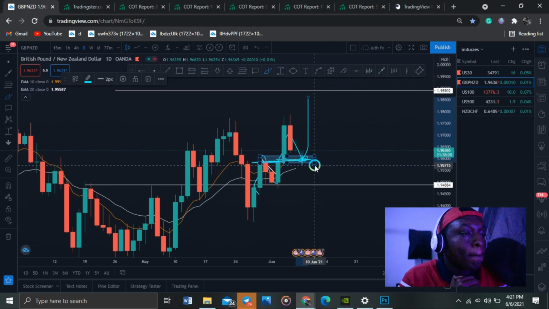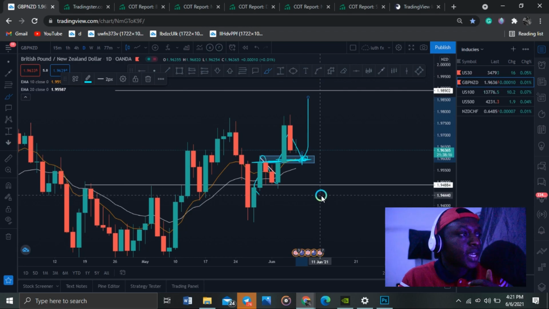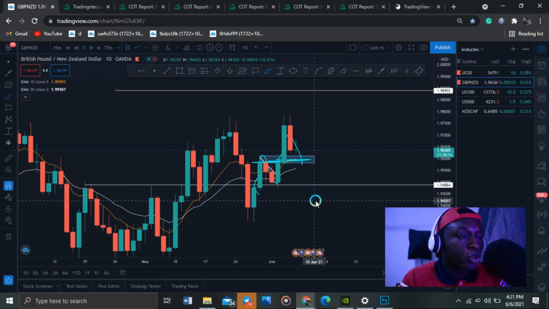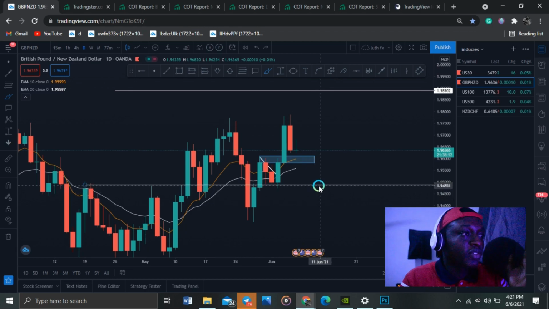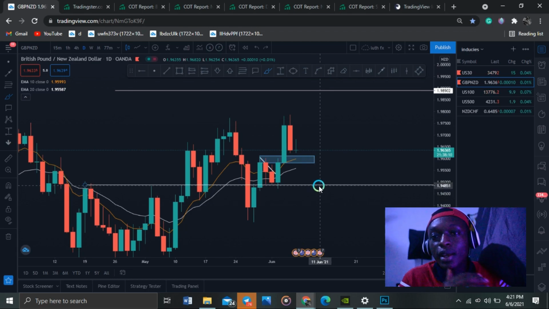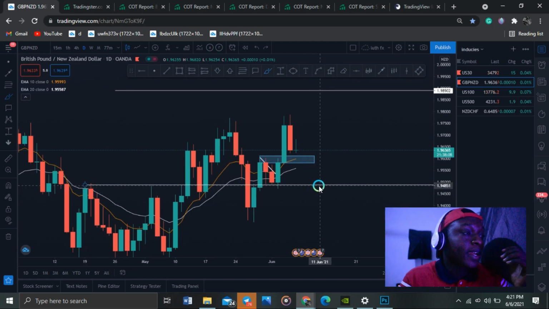Everything looks bullish from the monthly time frame down to our daily time frame. So what I'm going to do from here, like I said, after my 3 major time frames are in alignment, I then go on my 4 hour for entry.